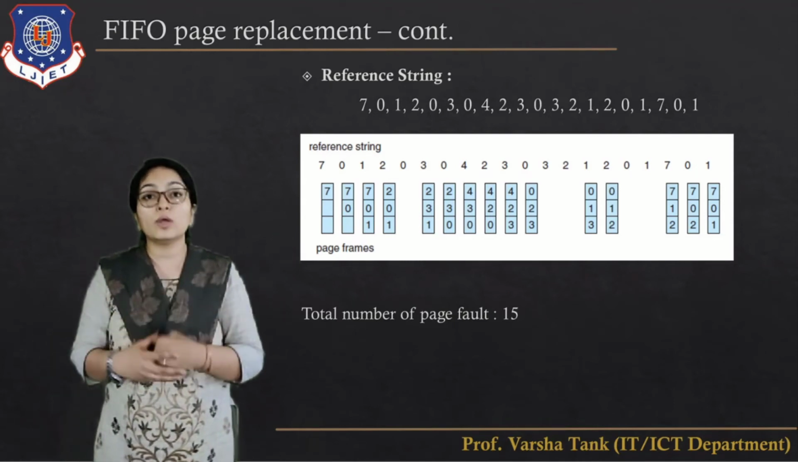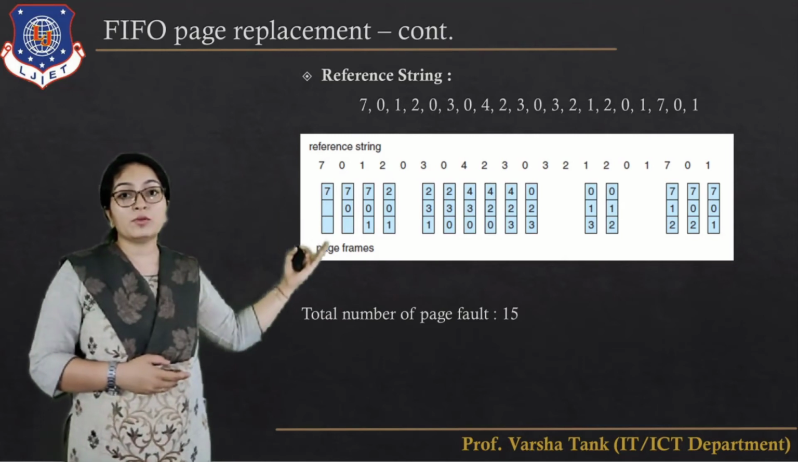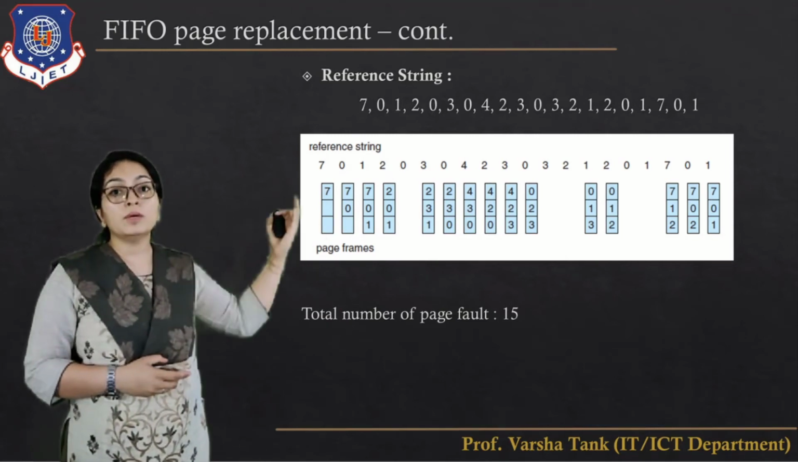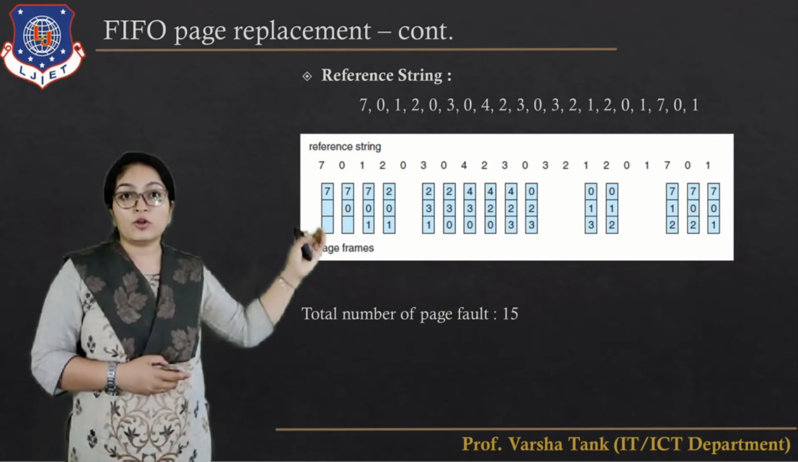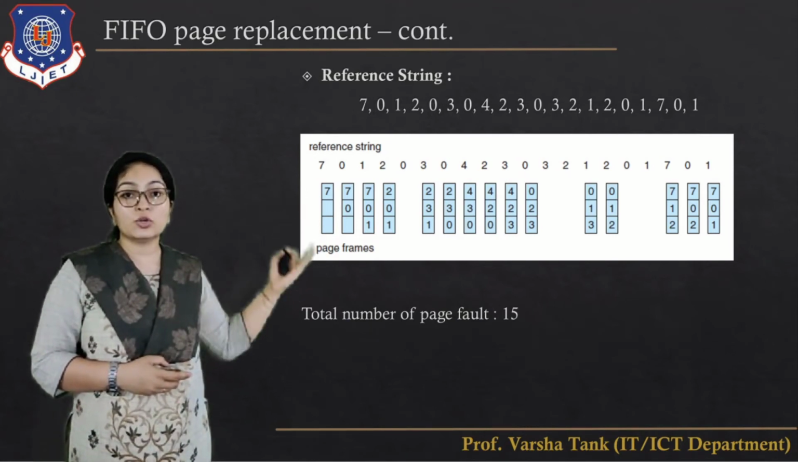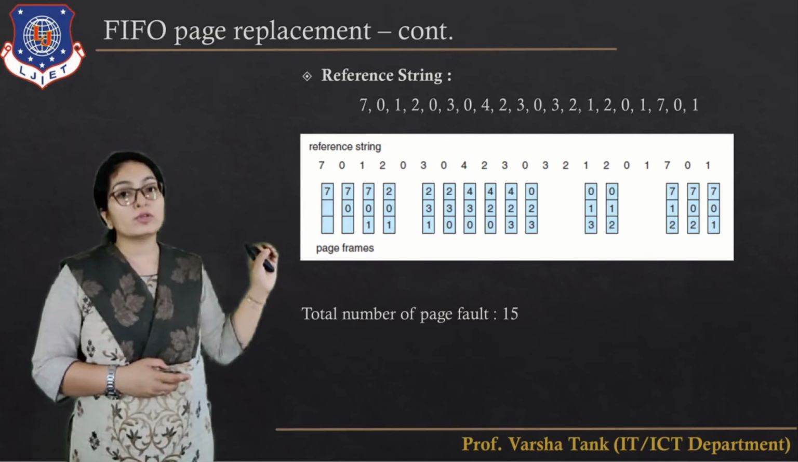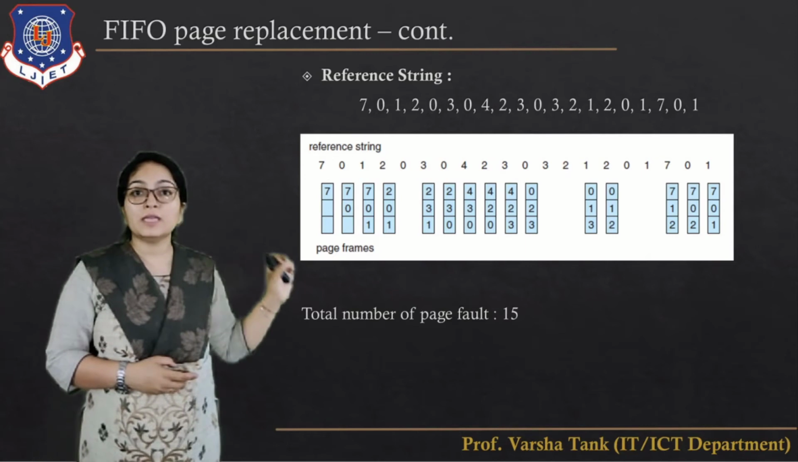Again we have to select the oldest one. So here from this frame you can determine the 2 is the oldest one because it came first. Among 2, 3 and 0, you have to select which one is the oldest one. So 2 is the oldest one, so we have to select 2 and it will be replaced by the new page.